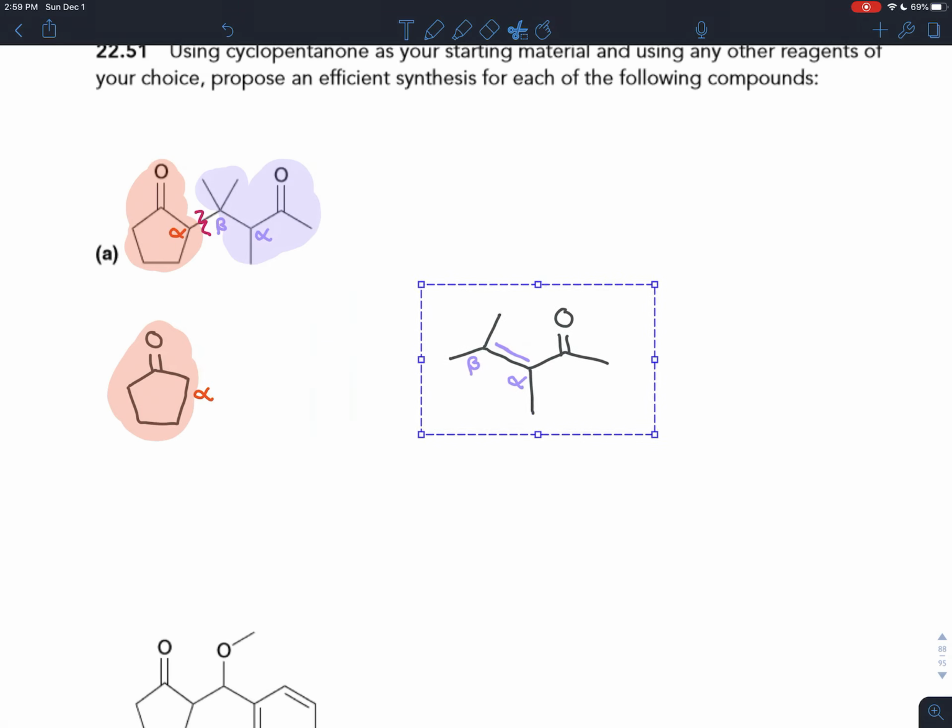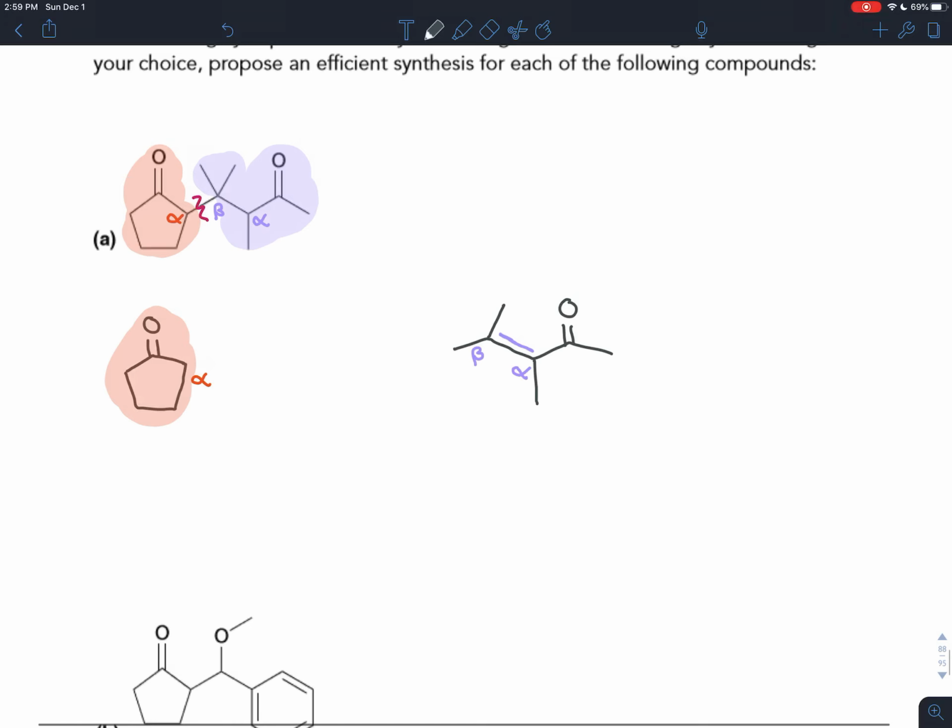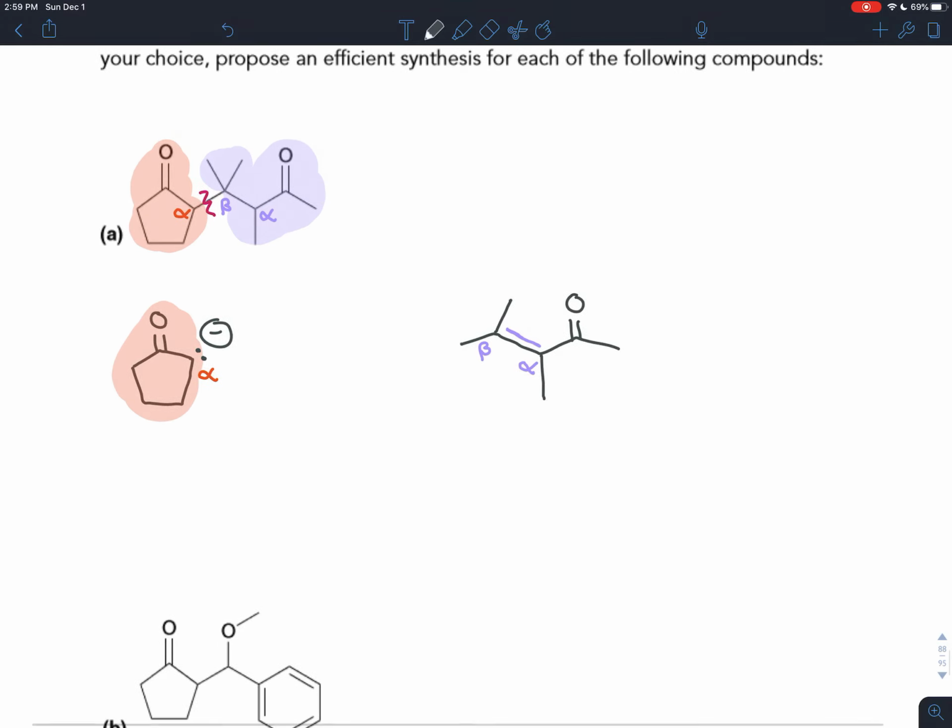Now if you remember, in the Stork enamine synthesis, the first step is to turn this into an enamine, because right now, if you just treat this with a base to steal the alpha hydrogen and turn the alpha carbon into a nucleophile, that's a strong nucleophile and it will attack the carbonyl carbon, not the beta carbon. So we have to turn it first into a weak nucleophile. And so to turn this into a weak nucleophile, we'll turn it into an enamine.